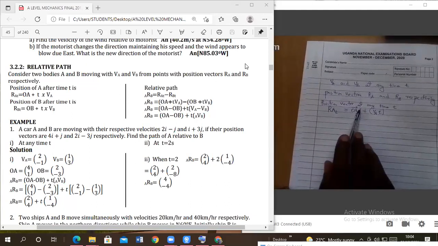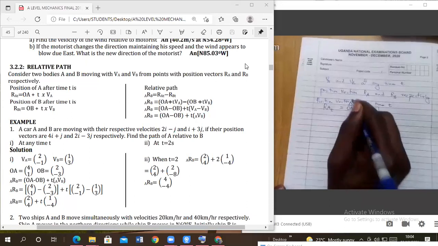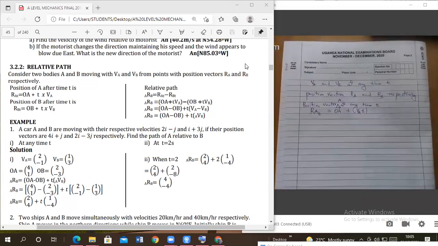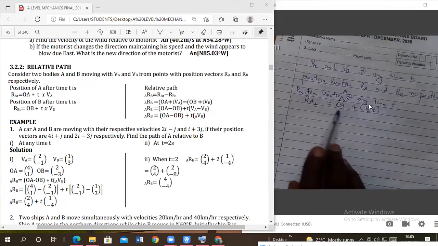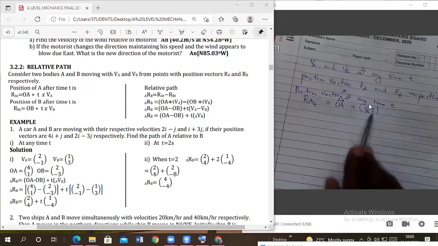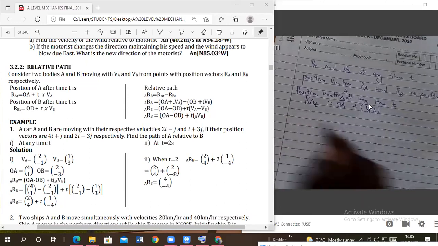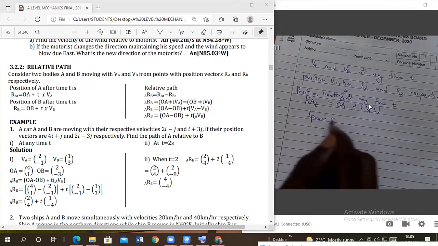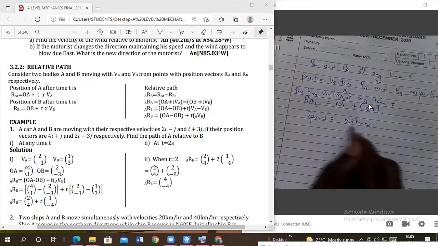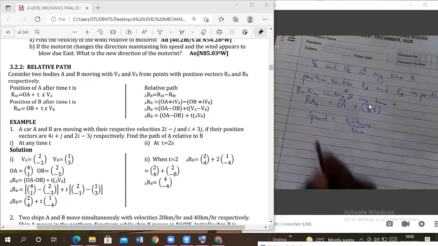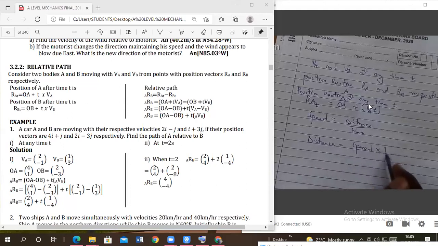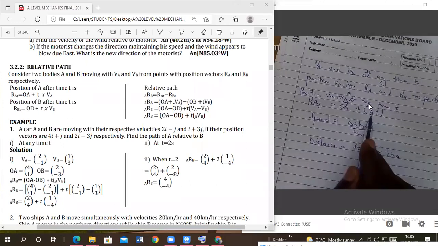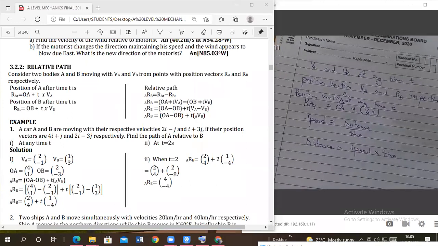So the position vector of A at any time t is given by ROA plus that. Why are we saying this? Because we want to find a displacement. If you remember very well, we said speed is equal to distance over time, which means distance will be equal to speed times the time. So that's why I'm putting it here. Are you together?